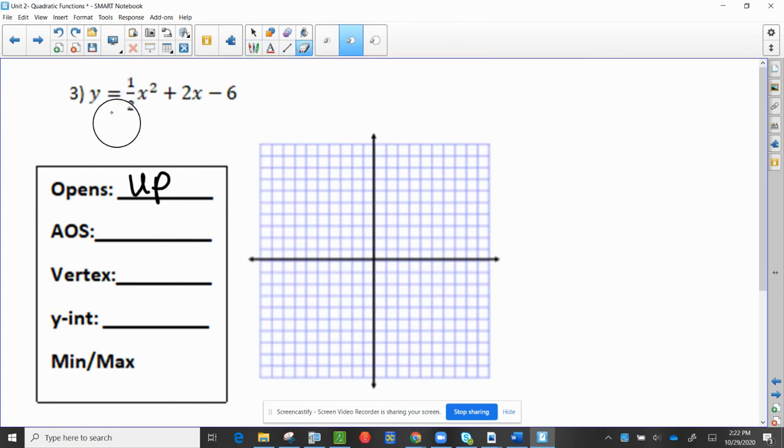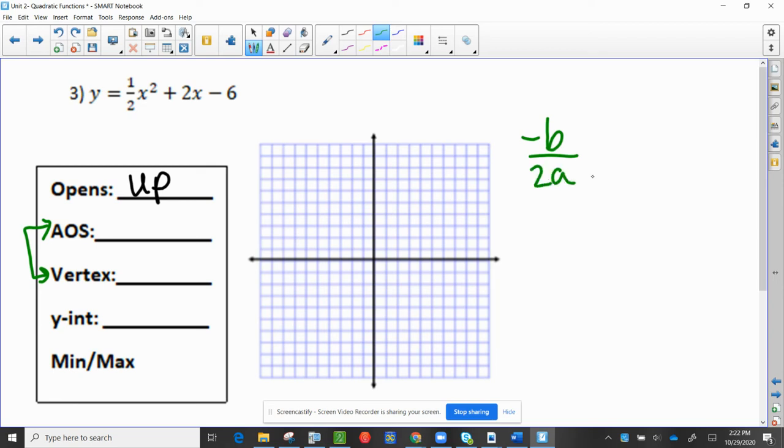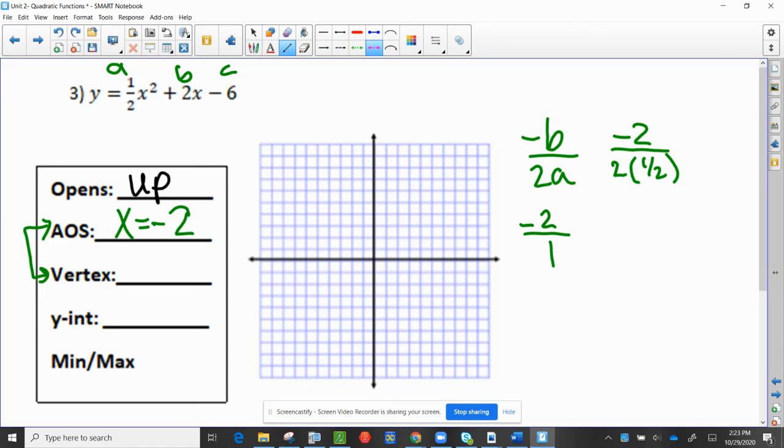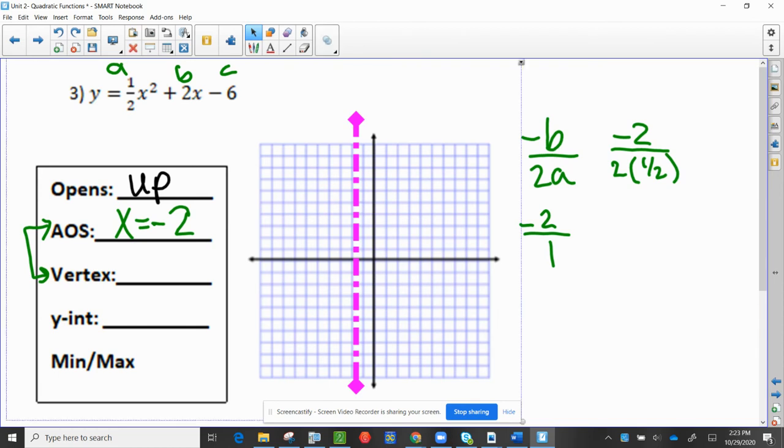Okay. Next, we're going to get our axis of symmetry and our vertex. They go together, so we do them together. And that's why we use the opposite of b over 2a. Just remember, we have a, b, c. So the opposite of b would be the opposite of positive 2, which is negative 2 over 2 times 1/2. So negative 2 over 1, since 2 times 1/2 is 1. So that's just going to be x equals negative 2. So let's draw that in now. So negative 2. There's that nice straight line.